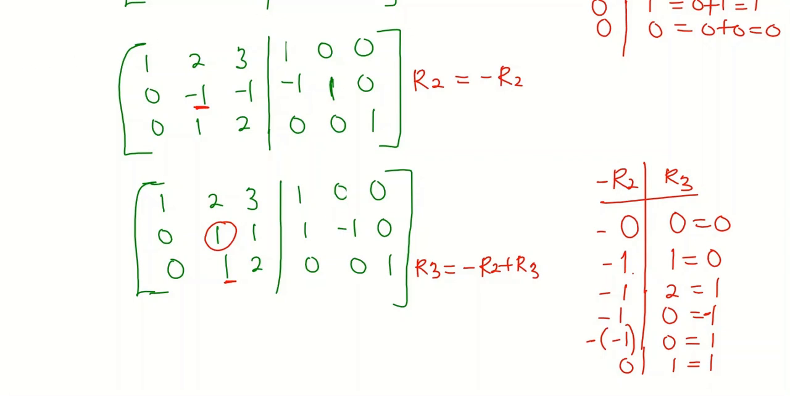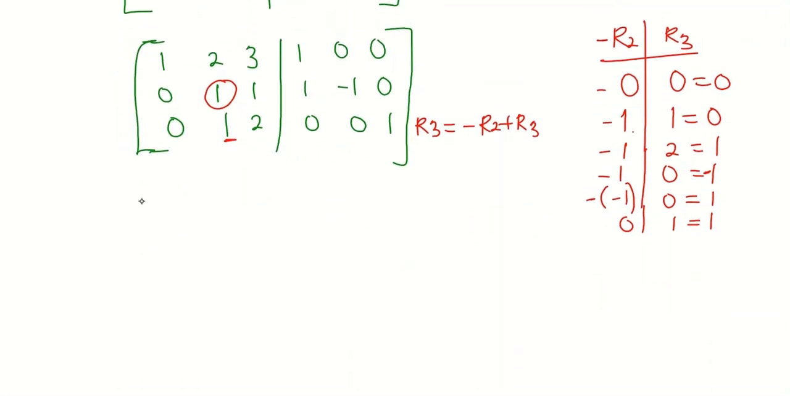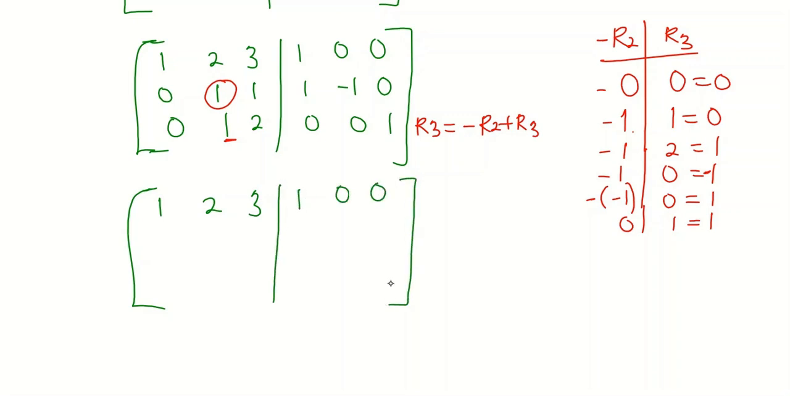And so this becomes the new set of elements for row 3. And here's the case. We can write our new matrix as. So we maintain the same values for row 2 and row 1. And in row 1, we have 1, 2, 3, 1, 0, 0. And for row 2, we have 0, 1, 1, 1, -1, 0. And row 3 now becomes 0, 0, 1, -1, 1, 1.